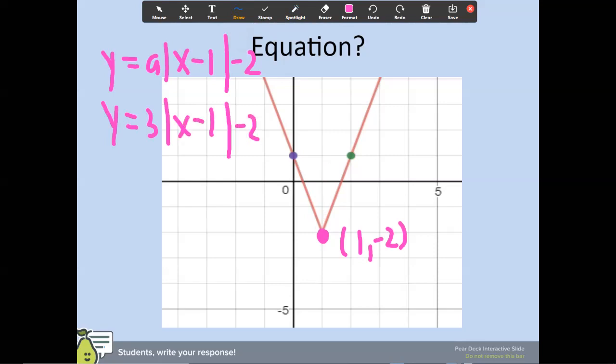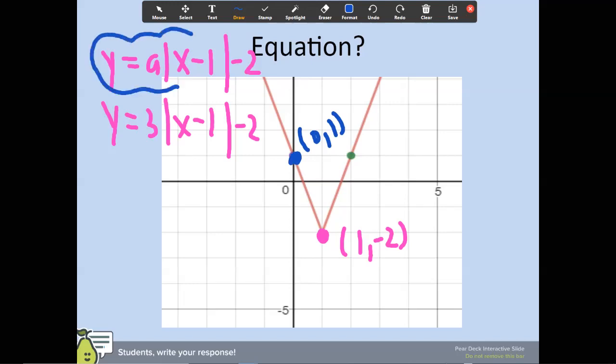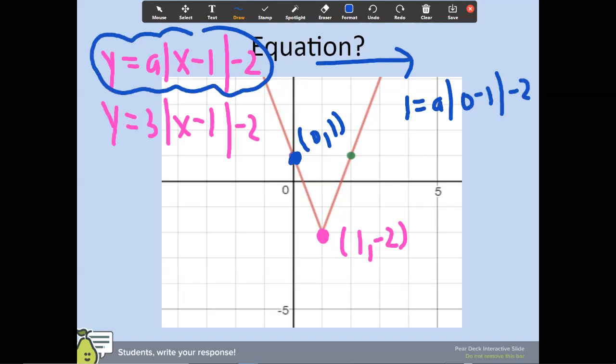You could also, if you prefer, take a point, and I would take this point. It has a 0 in it, so might as well use one with a 0. Then put that into this equation over here and work it out. So you would have 1 is equal to a times the absolute value of 0 minus 1 minus 2. 1 is equal to basically a minus 2. I add my 2, and lo and behold, I got the same 3. Do it either way.